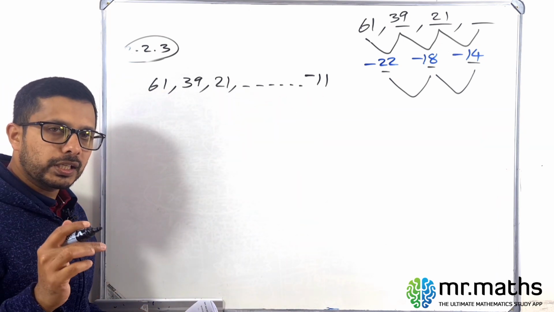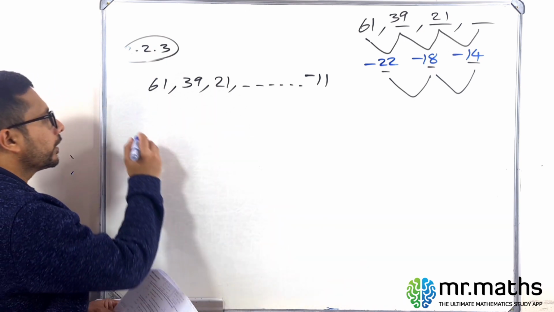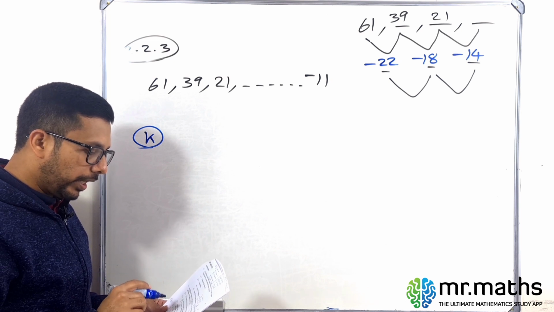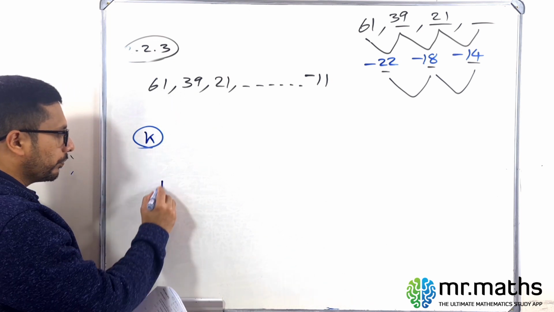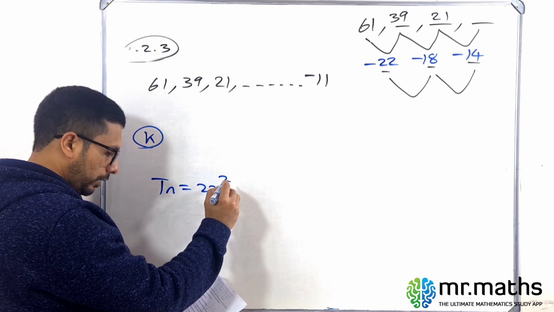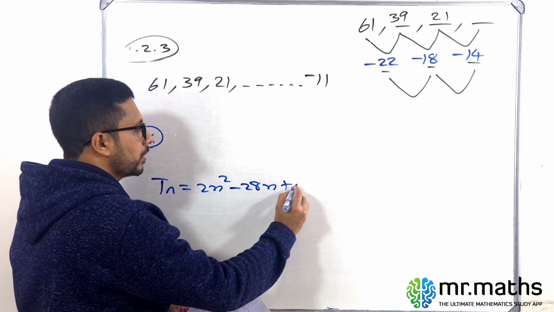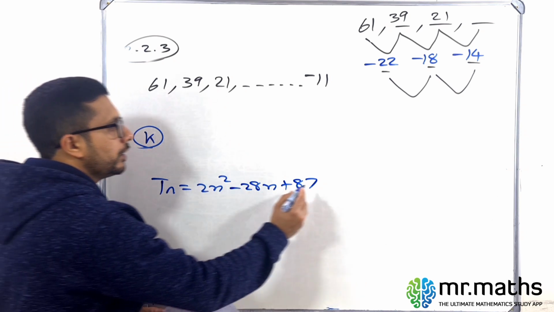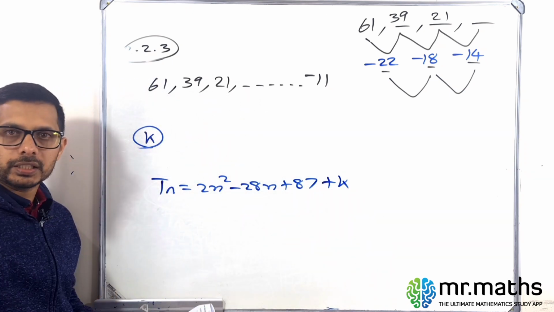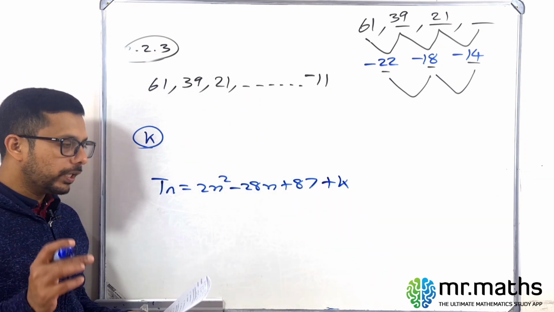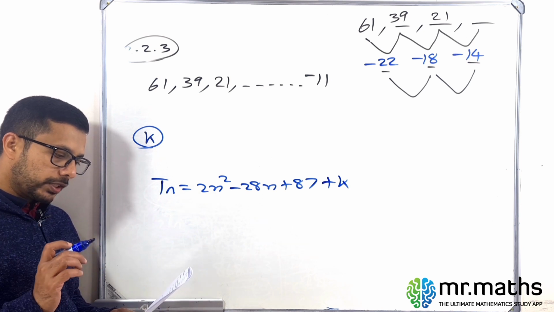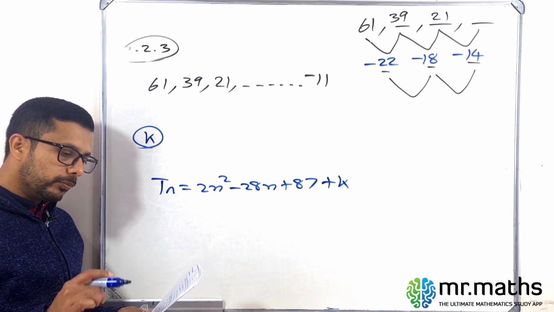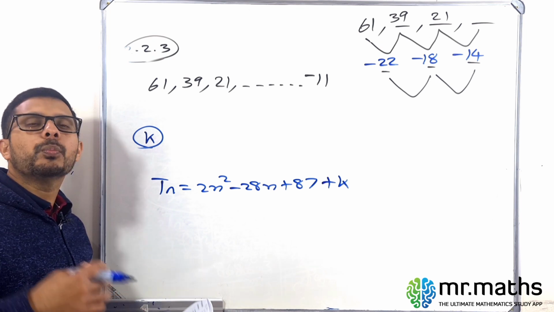Now what they are saying: a constant k is added to Tn. Look at that question, and don't get confused: Tn is equal to 2n square minus 28n plus 87. It is written that k is added to Tn, so this is plus k. You can think like that also, that is fine. Look at that sentence once more: a constant k is added to Tn such that all the terms of the quadratic number pattern become positive.